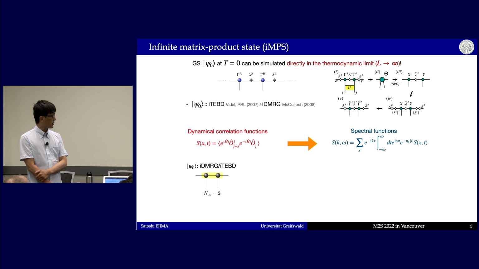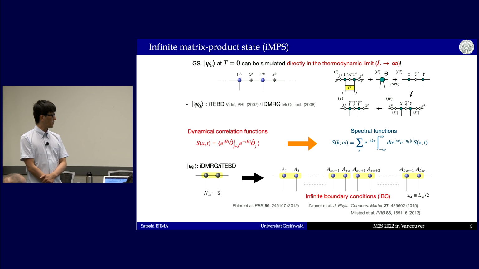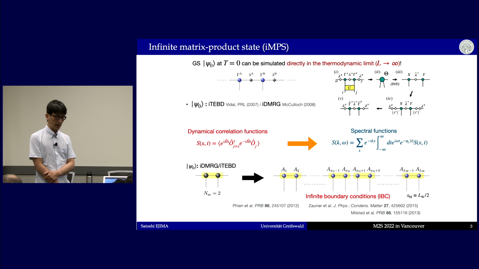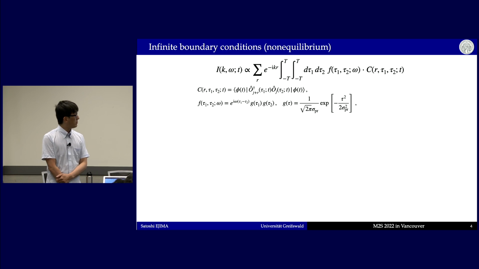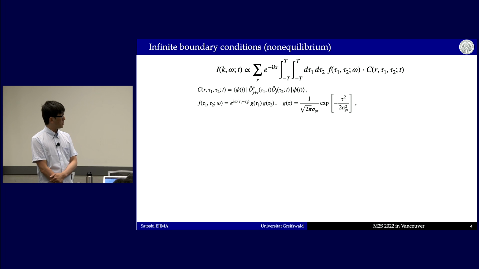We first prepare the iMPS unit cell using the iDMRG, and we build so-called window sites, LW sites, and carry out the time evolution by applying operators and so on. In this way, we can simulate spectral functions in equilibrium at zero and finite temperatures with high accuracy. Our target is non-equilibrium states.